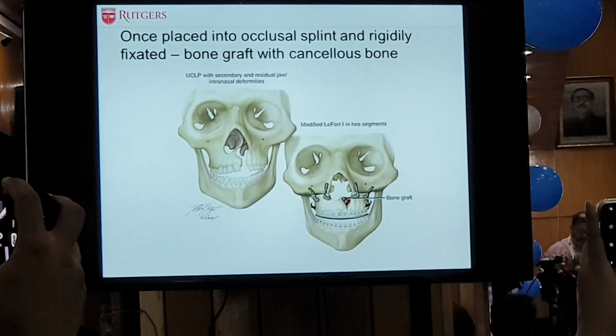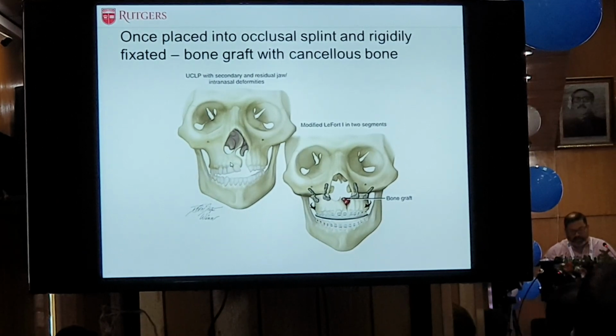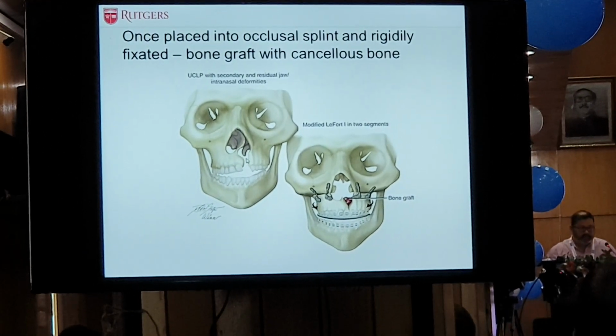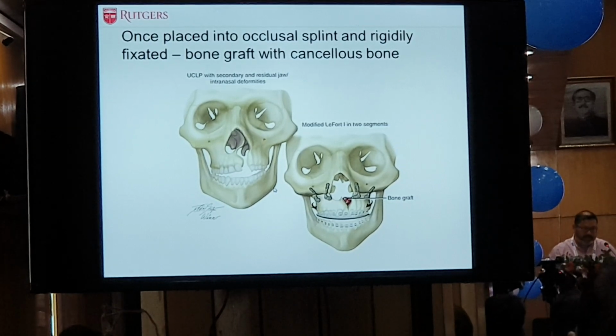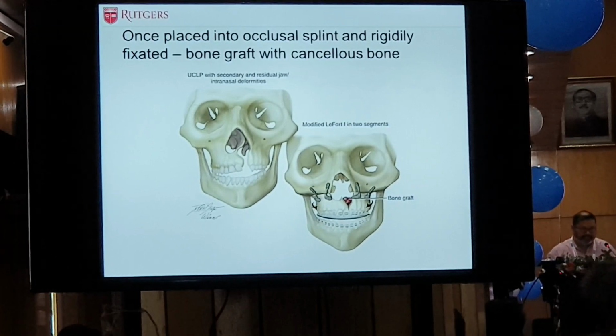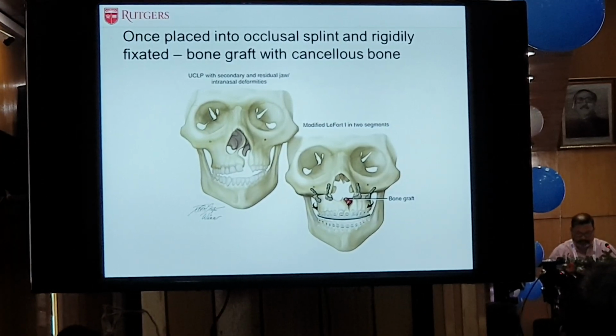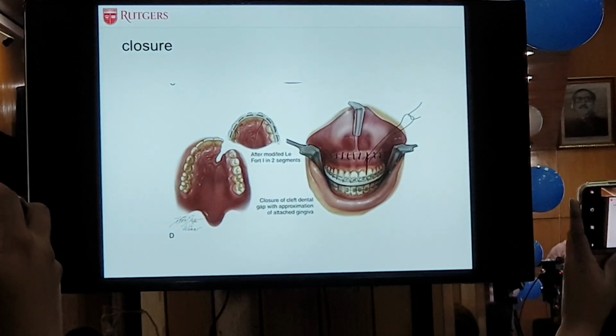So as you can see, you have an untreated or failed alveolar cleft. And what we've done is a standard Lefort osteotomy. We brought the segments together, and then we bone grafted the defect. And then you close. Closure is a little more complicated.